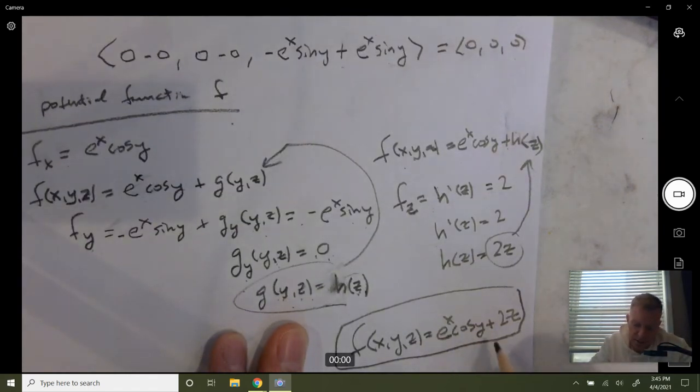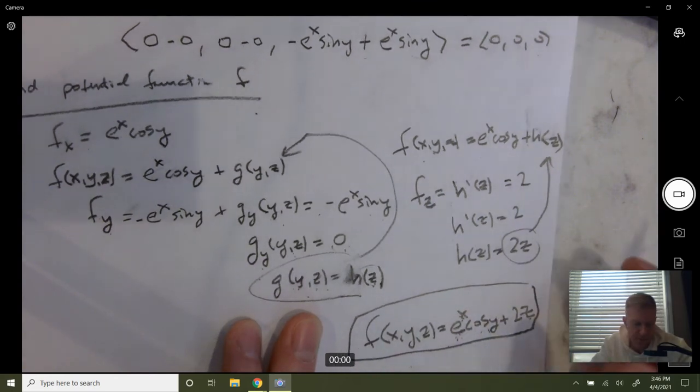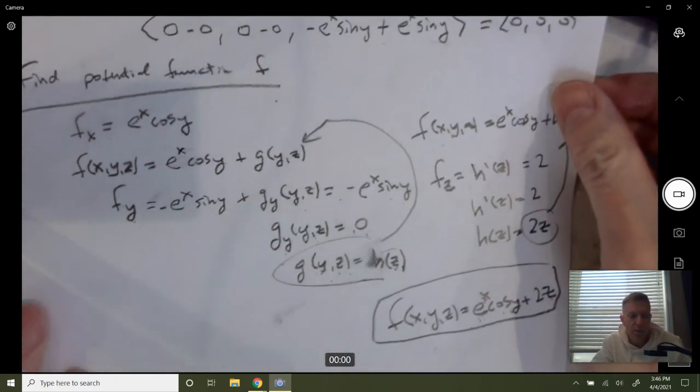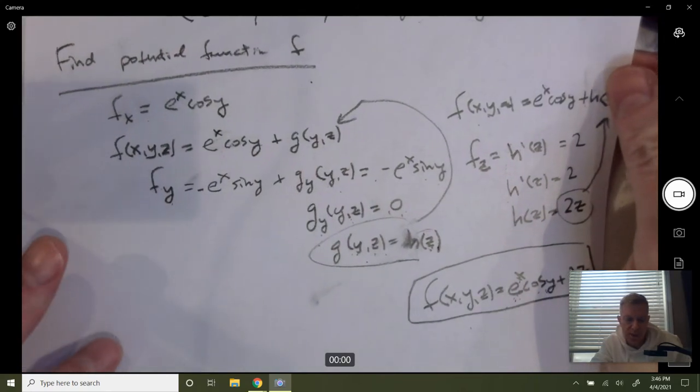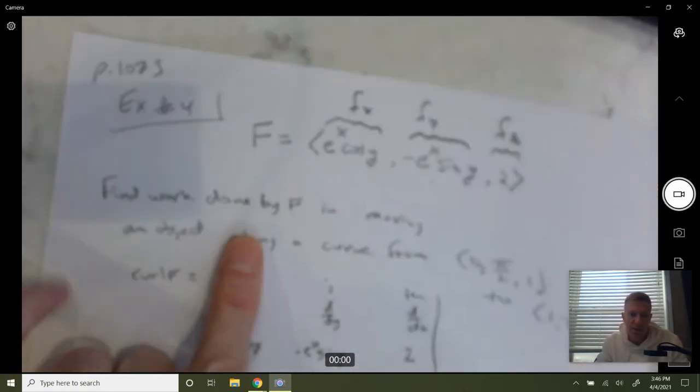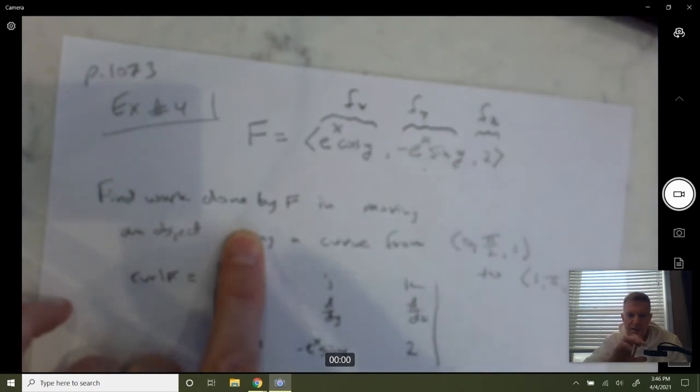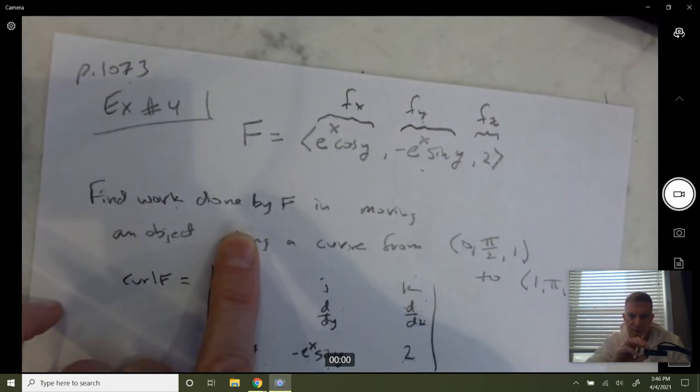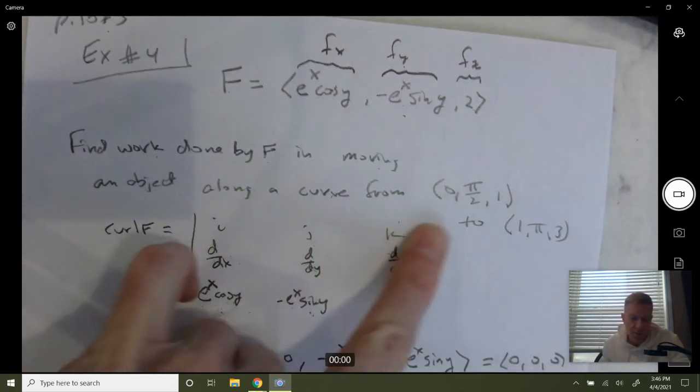Okay, I like to try to find the x derivative. It's e to the x cosine y. That works. Find the y derivative. E to the x times negative sine y. That works. And then the z derivative is 2. Perfect. Okay, now what we're doing is we're finding the work done, we're finding the integral of F dot dr, moving an object along this curve.